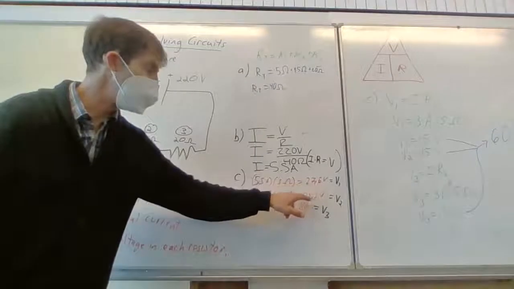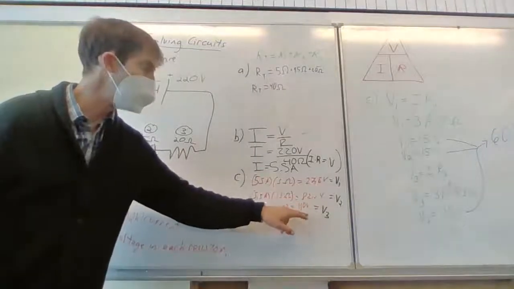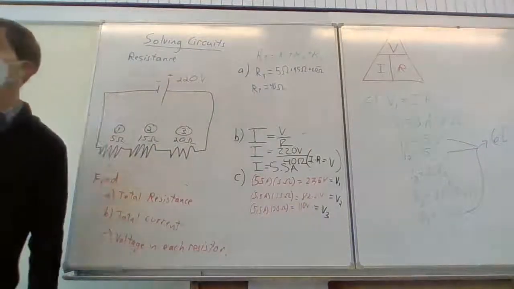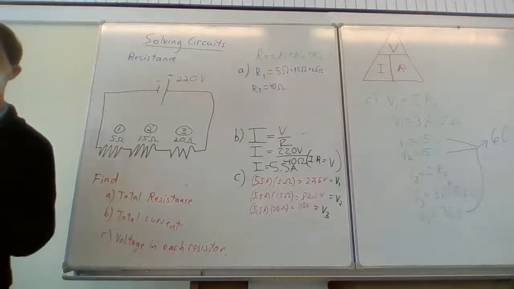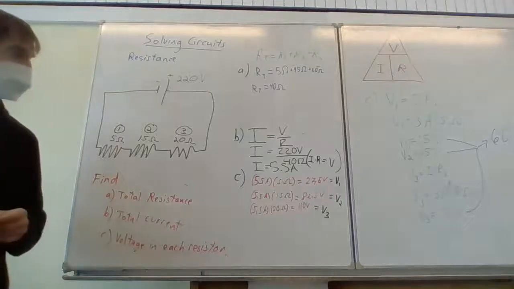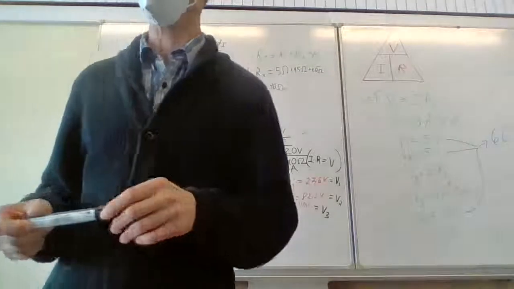Estimate, what do we got? 27, 82, 110. Does that look like it's gonna add to 220? 119. It doesn't. There you go, beautiful. So it should add, with rounding, it should add up to about 120. Looks good, people. Questions from all of you?